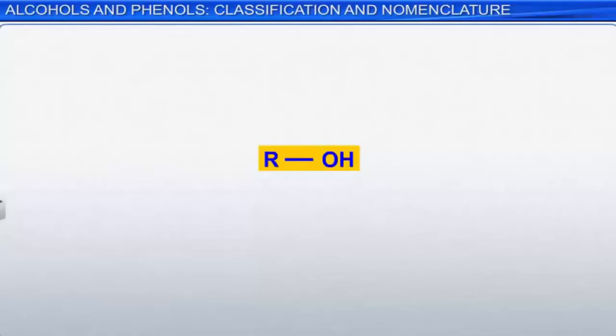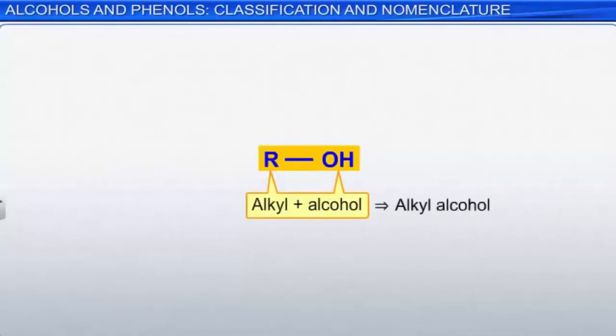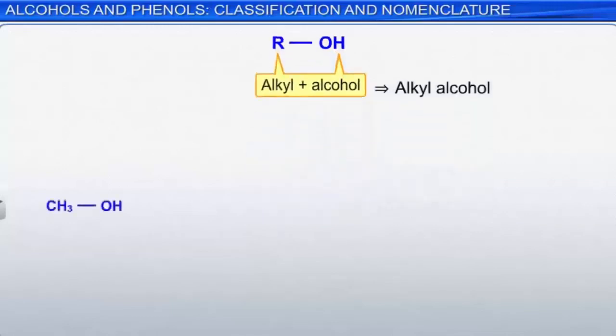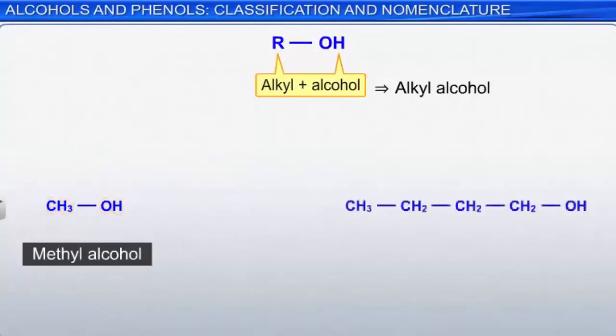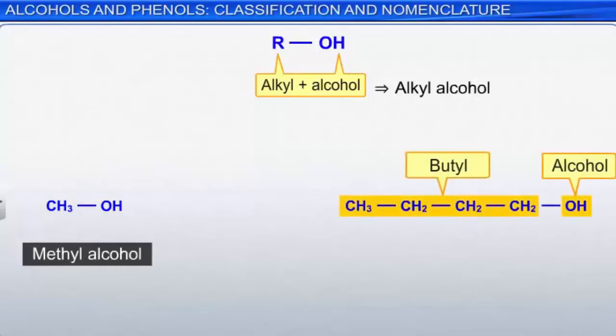The common names of alcohols are derived from the name of the alkyl group with a -yl ending, plus the word alcohol. For example, the alcohol with the formula CH3OH, shown on the left, is commonly called methyl alcohol. It contains only one carbon, which corresponds to a methyl group. The molecule on the right has a 4-carbon chain in a straight line. This corresponds to n-butyl alcohol, where the n indicates an unbranched carbon chain.